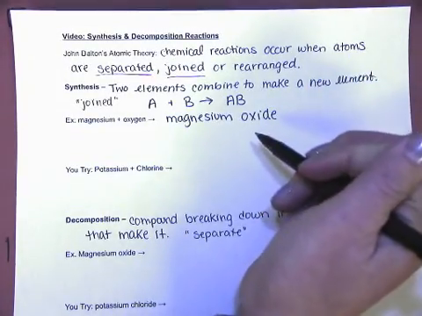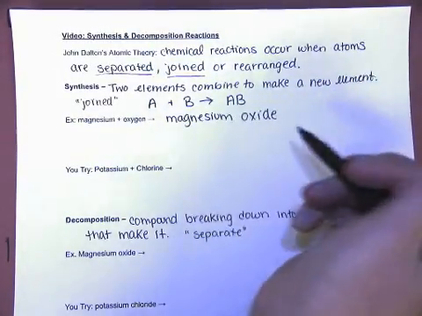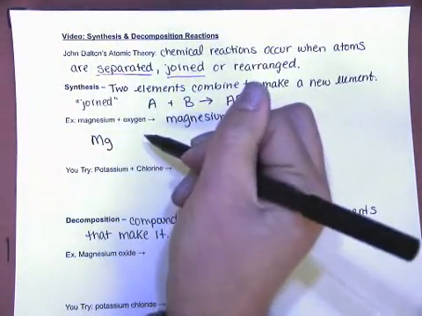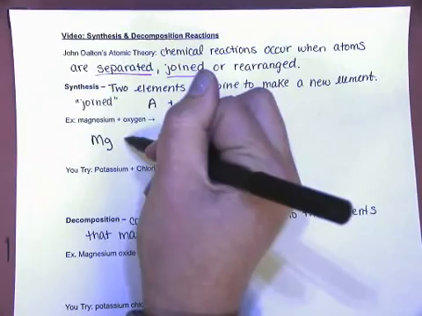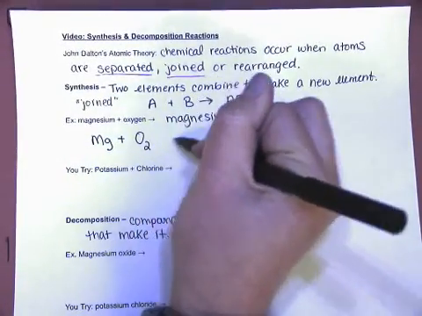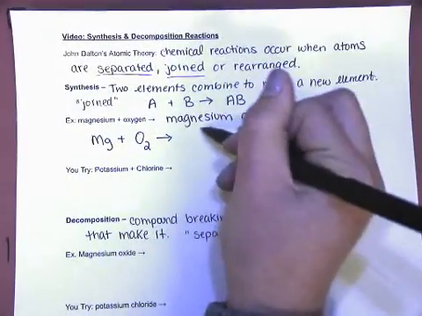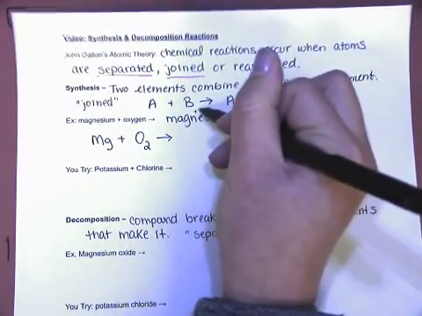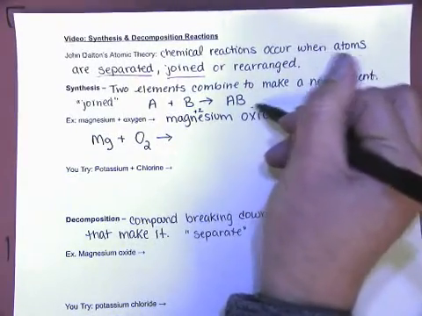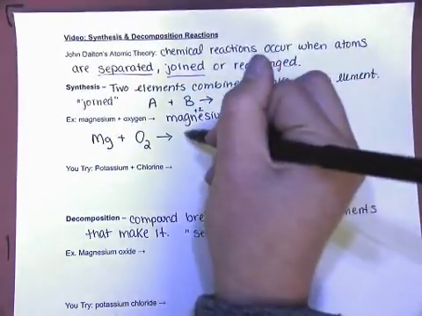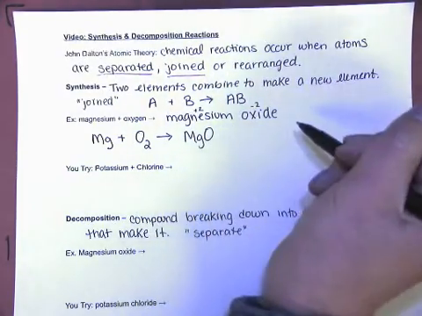Now I can go ahead and write the formulas for my names. Magnesium, Mg, I checked to see is it a diatomic. No, it's not. Plus oxygen, that is a diatomic, so it's O2, reacts together to make magnesium oxide. Well, magnesium's in group 2, so it's +2. Oxide's in group 6, so it has a charge of -2. My charges cancel out, so I get MgO.